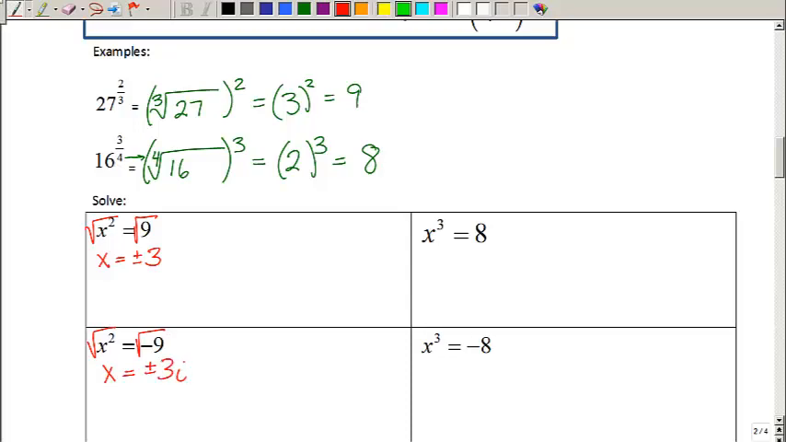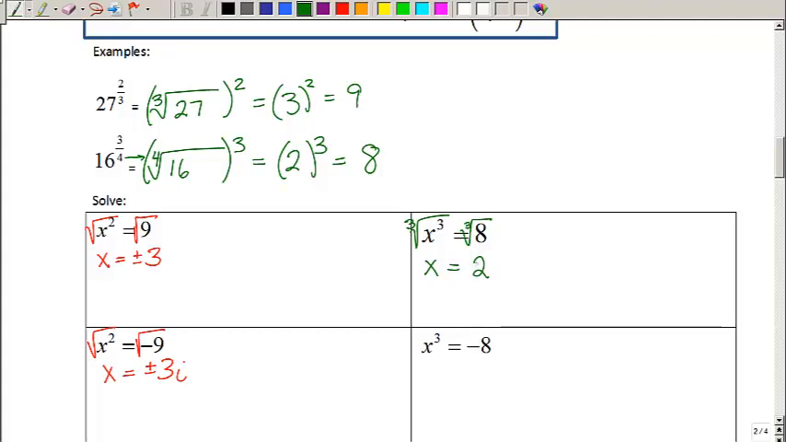Now let's come over here and work on the cubes. X cubed equals 8. In order to get rid of the cube, I'm going to take the cube root. And when I take the cube root of both sides, I'm left with x equals 2. Do I need to put a plus or minus here? Well, the answer is no. I only put a plus or minus when I'm taking an even root of both sides. Here I'm taking the cube root, which is an odd root, and I do not have to take the plus or minus.